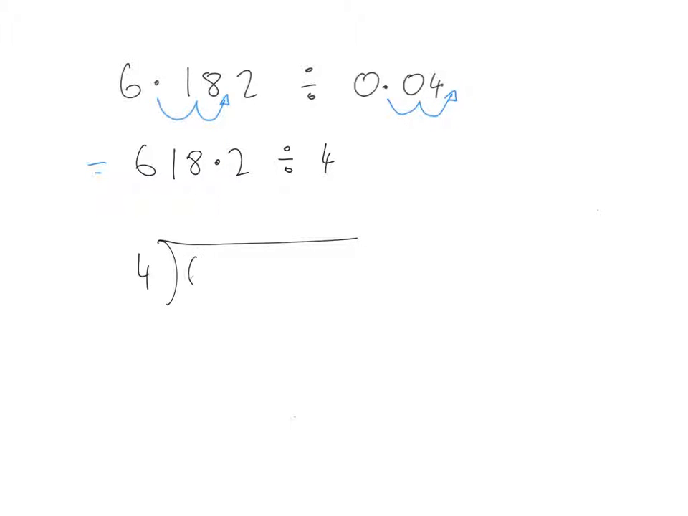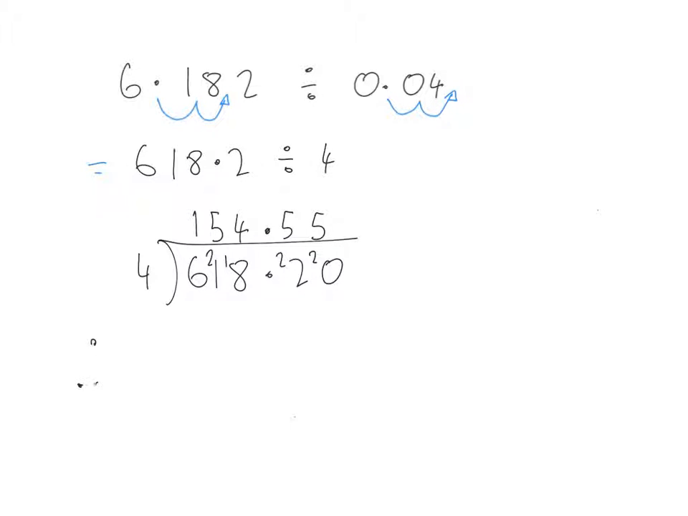4 goes into 618.2, so 4 goes into 6 once, 4 times 1 is 4, so that leaves me with 2 remainder. 4 goes into 21 5 times, because 4 5s are 20, and that leaves me with 1 remainder. 4 goes into 18 4 times, 4 4s are 16, that leaves me with 2 remainder. Put my decimal point in, put my remainder over the decimal point, that's fine. 4 goes into 22 5 times, 4 5s are 20, with 2 remainder. I've run out of digits, but I can add a 0 in, no problems. 4 goes into 20 5 times, no remainder, no more digits, I'm done.